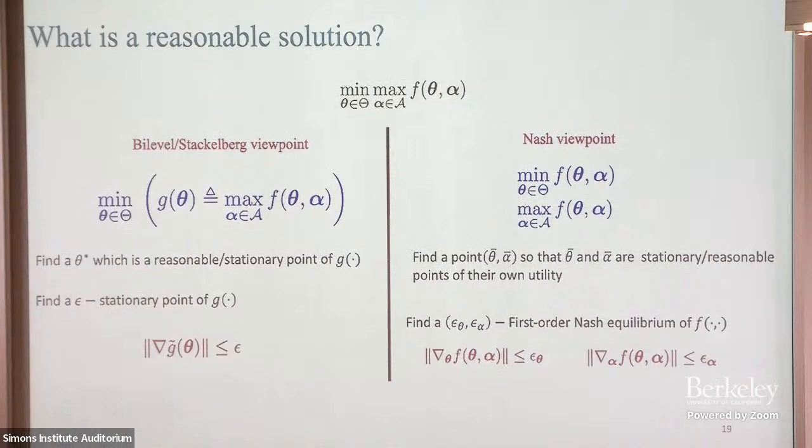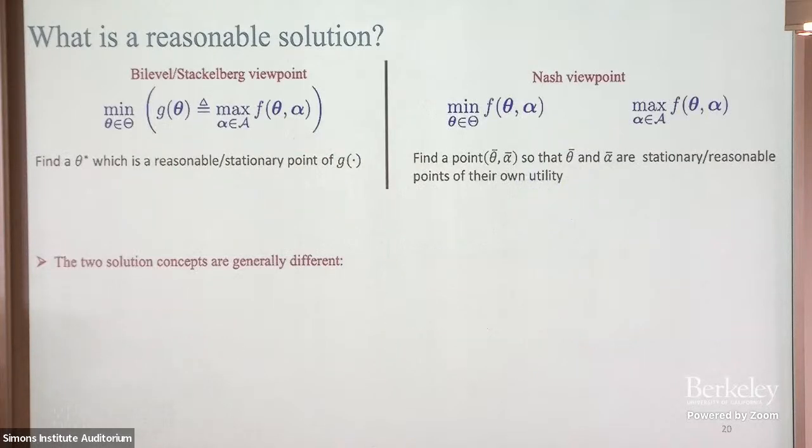In the bilevel, or Stackelberg, viewpoint, which I focus on during this talk, we say that theta star is a reasonable stationary point if the gradient of G is small. Again, G may not be differentiable in general, so we are going to use the Moreau envelope of G, a smooth version of it. So we use the Moreau envelope in this talk.